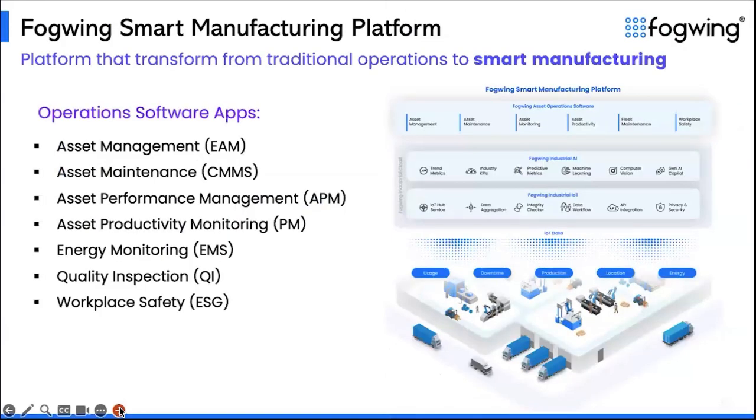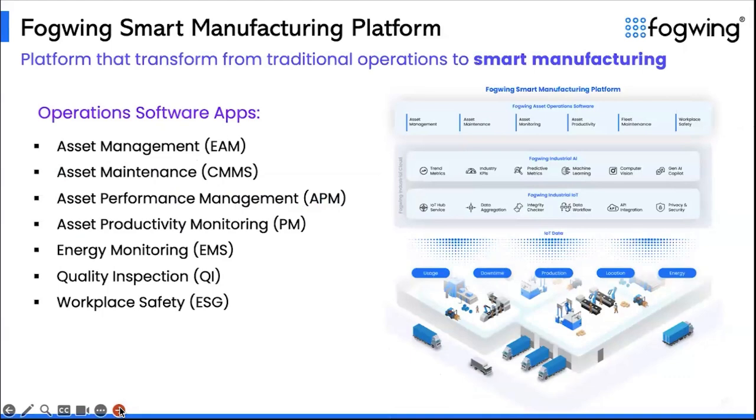If you are looking at our platform solution for the first time, I just want to give you a quick overview of what is there in the platform. The whole platform is called Fogwing Smart Manufacturing. Within that, there are many different operational software applications. But the foundation, on the right side, is this.